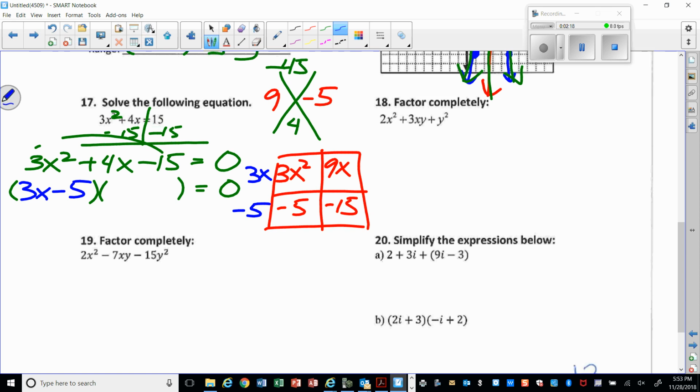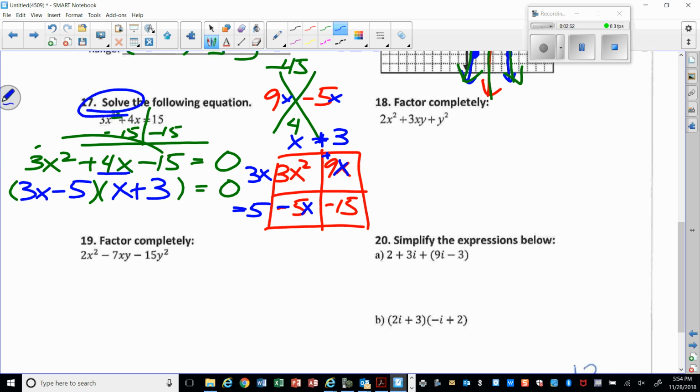And to get the other factor, I'm going to do the columns here. Oh, that's supposed to be an x. 9x and negative 5x, because I want to have 4x. So in this column, I've got an x for both of them, and here I've got a factor of 3. Since this is positive, this is positive, and this is negative, so that's negative. So x plus 3 is my other factor.